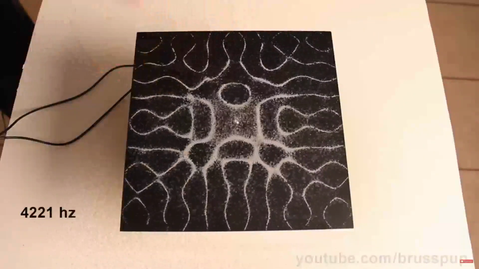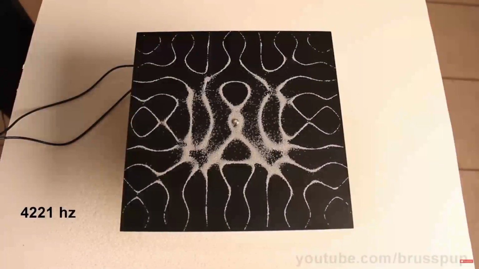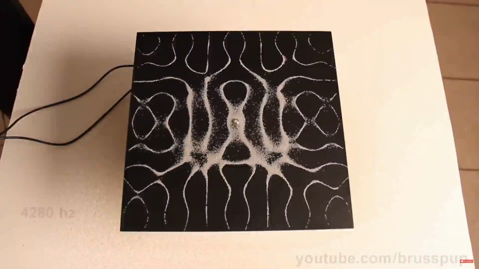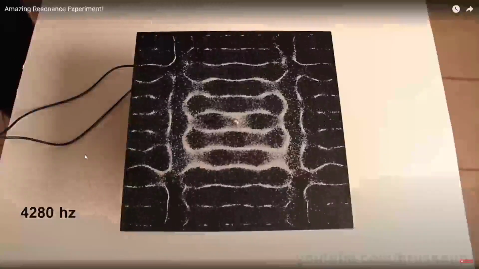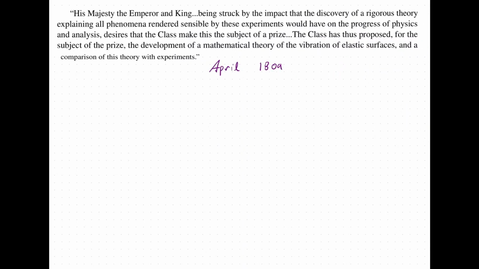And so you can find various demonstrations of this on YouTube if you're interested. But this was the experiment that caught Napoleon's attention. In fact, Napoleon recommended that an extraordinary prize be commissioned to whoever could explain the mystery that was happening in Chladni's experiment. And the following year, the Paris Academy of Science did just that.